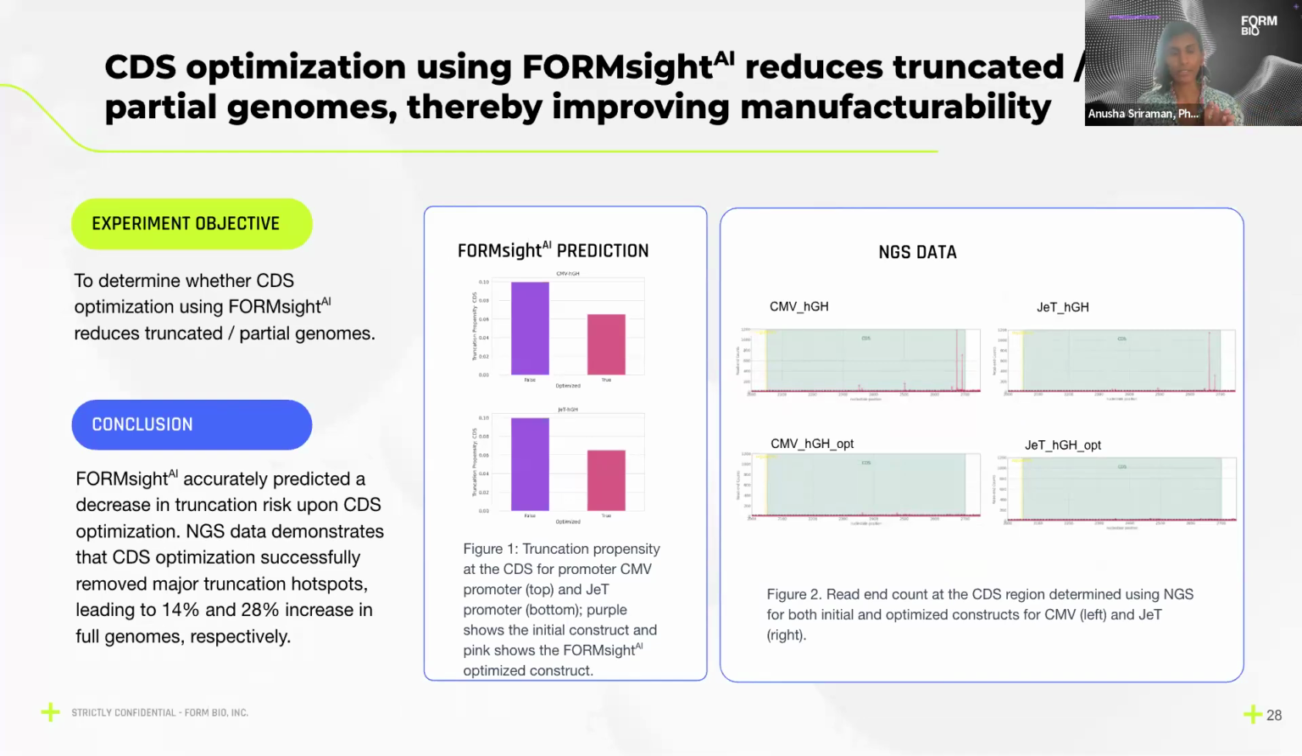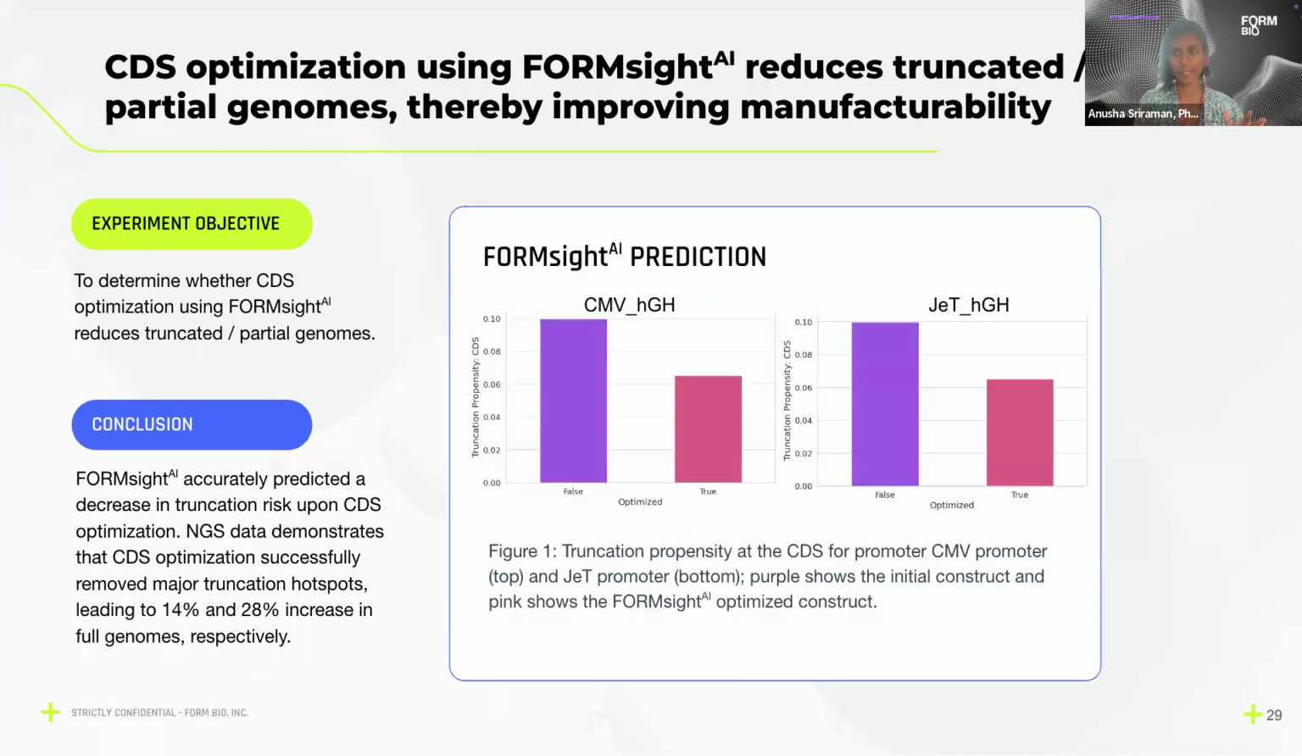Moving on to the second objective, it was to determine whether the optimization of the coding sequence using FormSite AI would actually reduce the number of truncated or partial genomes. In order to test this, let's first look at what the FormSite AI predictions were. On the x-axis, we have two graphs here: one for the CMV promoter with the edge, and the other for the JET promoter with edge. On the y-axis, we are showing what the truncation propensity is, specifically at the CDS. We have graphs for both the initial CDS as well as the optimized CDS. The optimized CDS here is in pink and the initial CDS in purple.